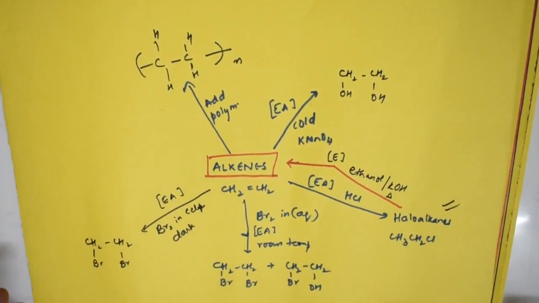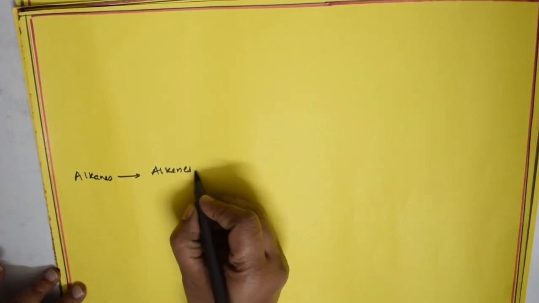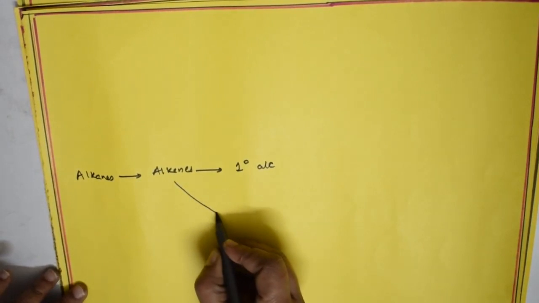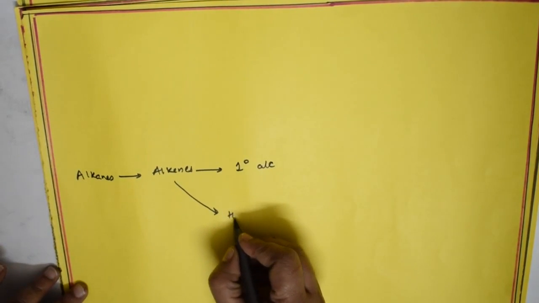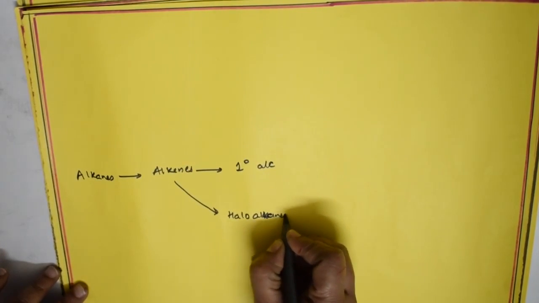I'll start again. Let me take a fresh page. Now where are we? We are at haloalkanes. Now what did we say? We said haloalkanes, basically what are we going to get? I have two methods to convert now. Here I said basically alkanes are getting converted to alkenes, correct? Alkenes are getting converted to primary alcohols. Now alkenes we have converted into haloalkane. This is where we have stopped, isn't it? We have stopped in the last page at this point.